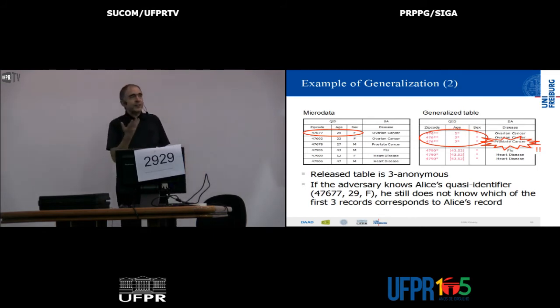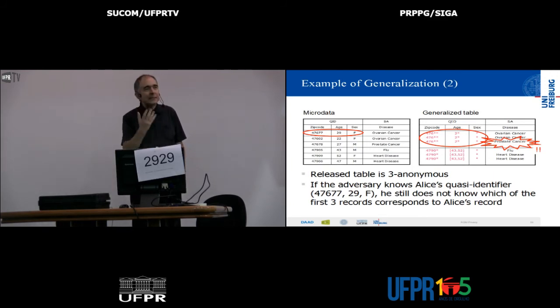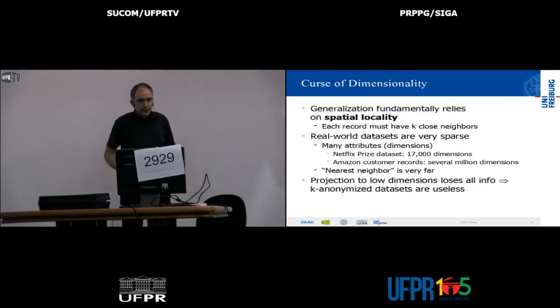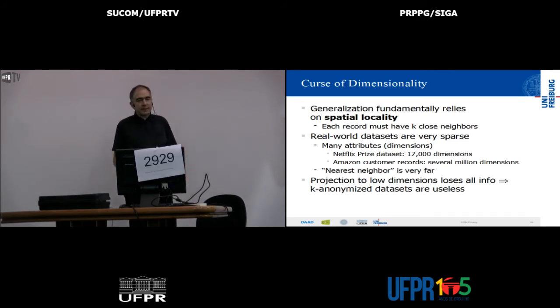I mean, all these things are just trying to show you have to be damn careful when you talk about anonymity. You believe that you do something. Things do go wrong at a corner which you don't expect. Because data is close together and not widely spread. Each record in that thing must have k close neighbors.